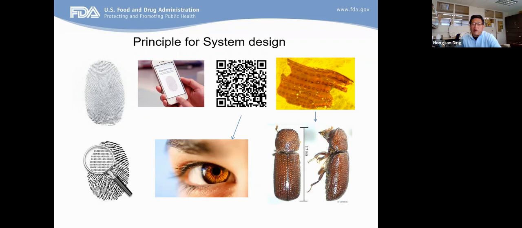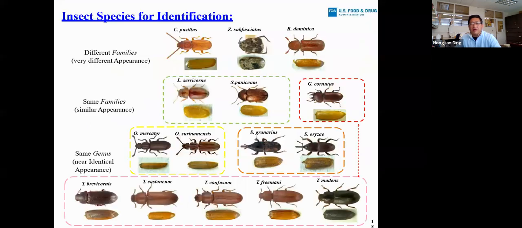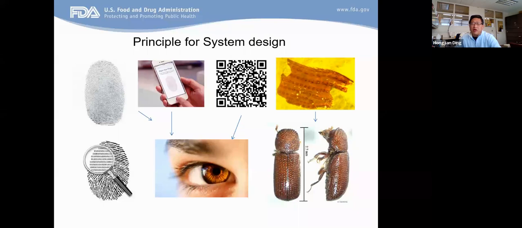So far we already know your fingerprint or your face can be used to identify a person, or a QR code to identify an object. It's working that way. So we think a literal like this one, an insect fragment, whether it can act as a fingerprint for this species. So we can use part of that, a character, to identify the whole insect. That's the idea there.